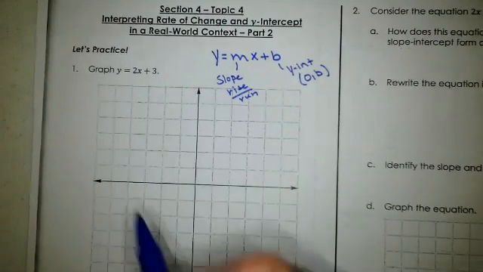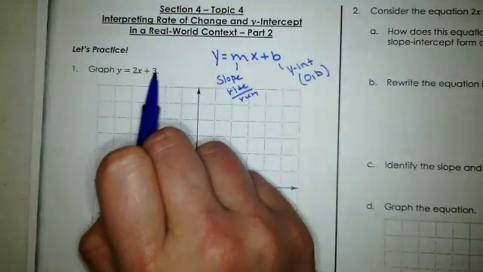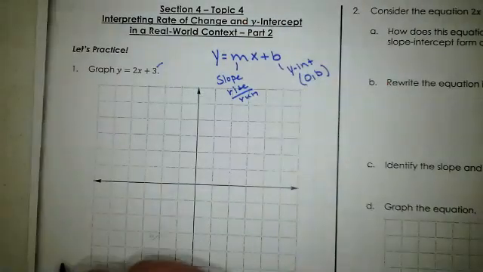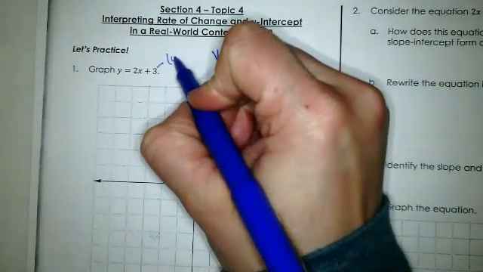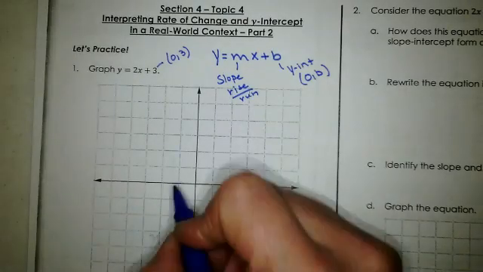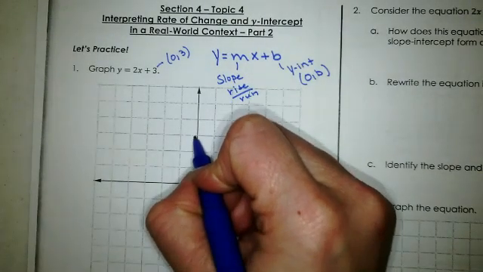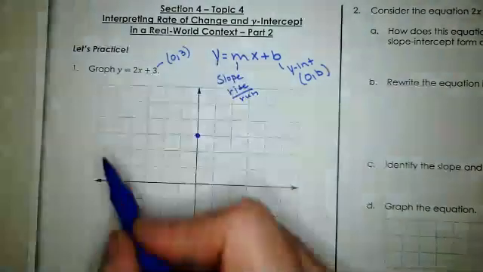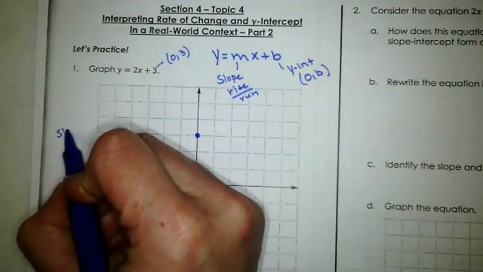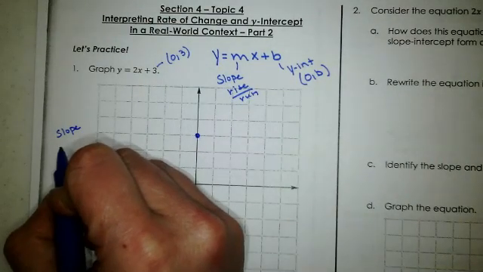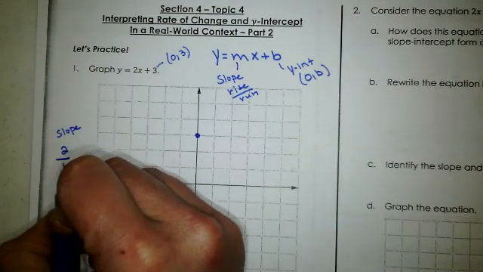So in our equation, we need to make a graph of y equals 2x plus 3. Our y-intercept, our constant, our b value is 3. So our graph will start at 0, 3. So y-intercept, 3. Our slope is 2, which as a fraction, we need a rise and a run. So that is 2 over 1.